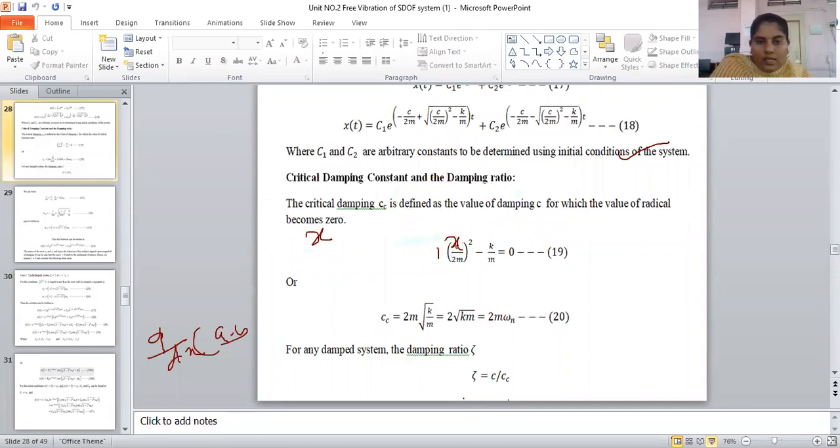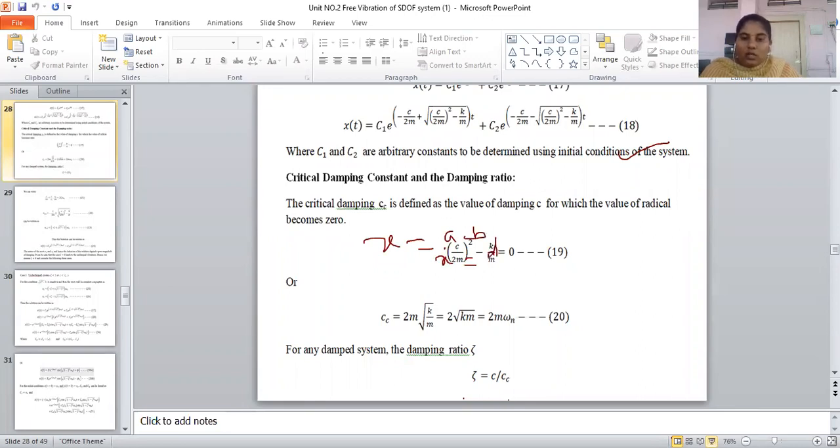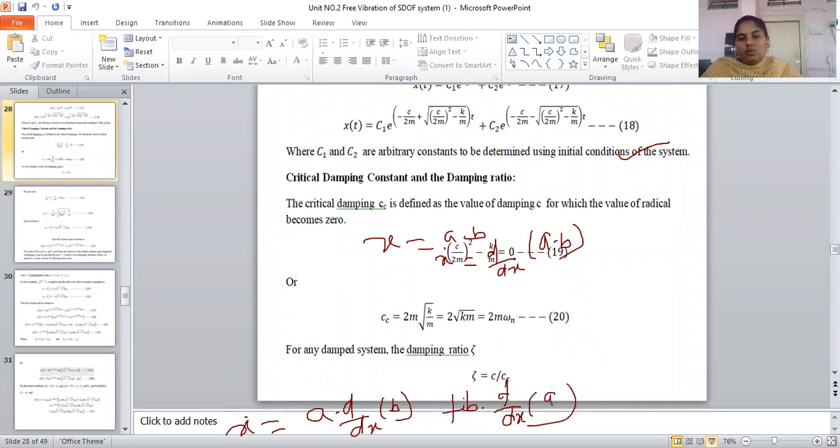In the last equation you have seen that x is nothing but a into b. So if we calculate x dot, it is the derivative d by dx of a into b. How to calculate it? A into d by dx of b plus b into d by dx of a. That is the derivative, and in this way x dot is calculated here.